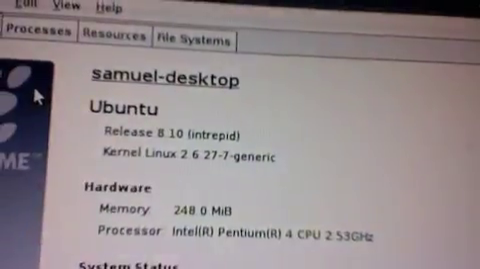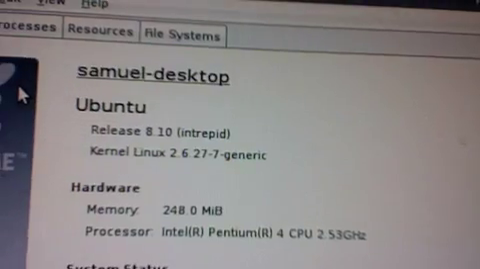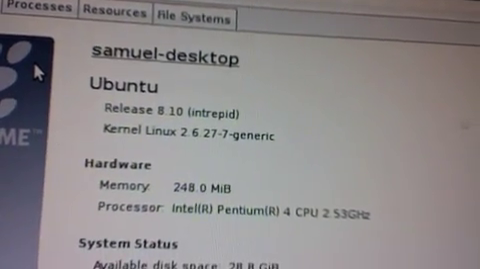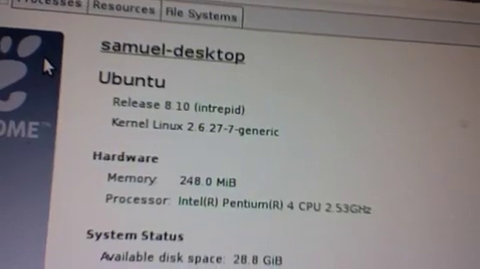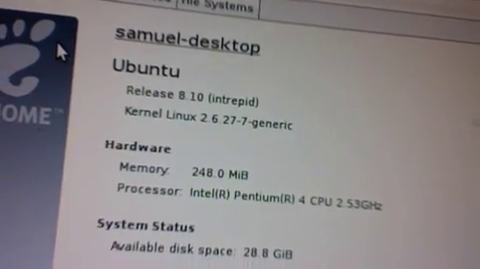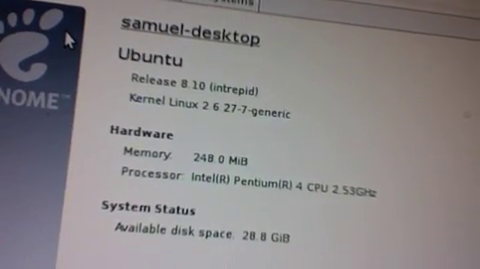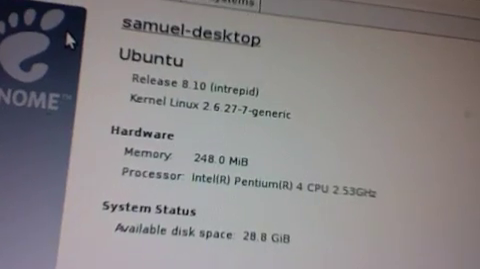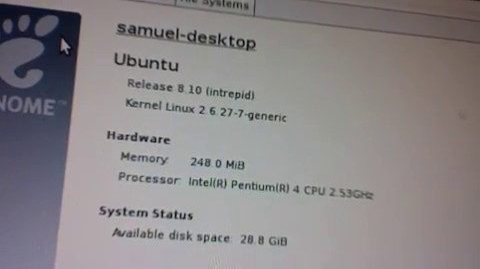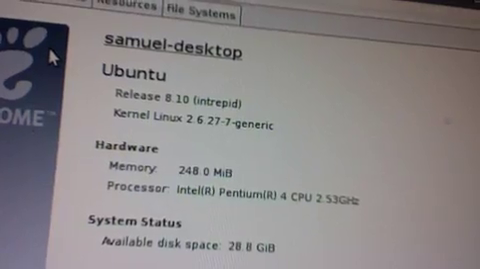System. Right there. Ubuntu 8.10 Intrepid, Kernel Linux 2.6.27-7-generic, memory 248 megabytes, processor Intel Pentium 4, CPU 2.53 gigahertz.